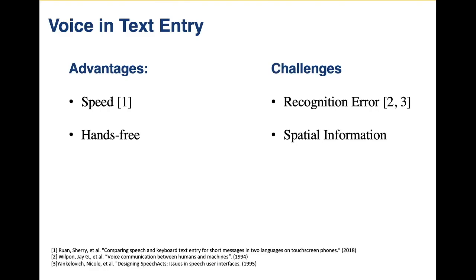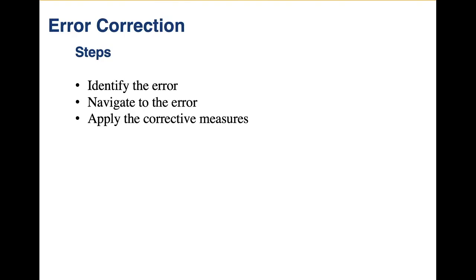And then there is the disadvantage of not having any spatial information when only dealing with voice, in terms of navigation in text entry scenarios. However, in order to overcome the recognition errors and the errors that are transcribed during voice-based text entry, there are several steps taken. One is to identify the error, navigate to the error, and finally apply the corrective measures.